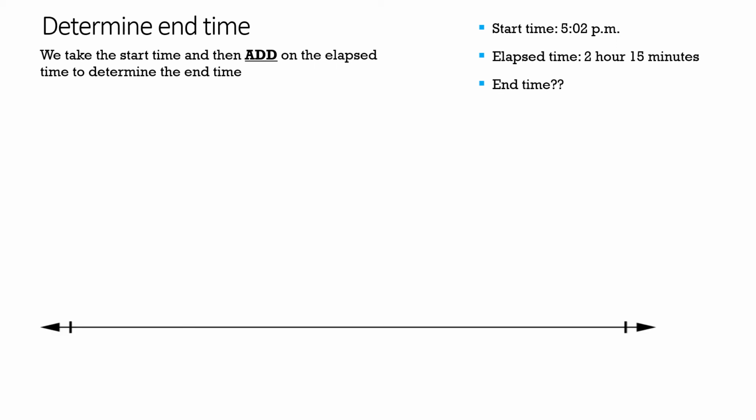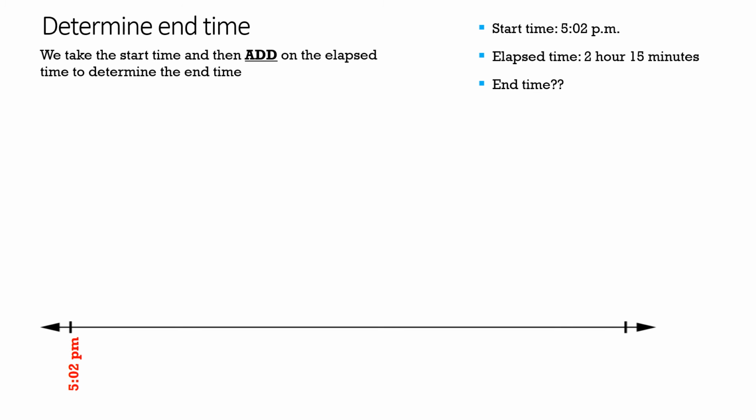So determining end time. We can take the starting time and add on elapsed time to determine the end time. So if we're starting something at 5:02 and it goes for 2 hours and 15 minutes, we want to know what time would it end. So we're going to start with a number line just like before, and we're going to put 5:02 on our number line because we know that's our start time.